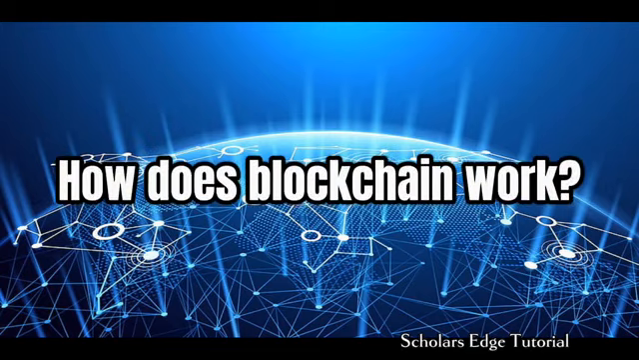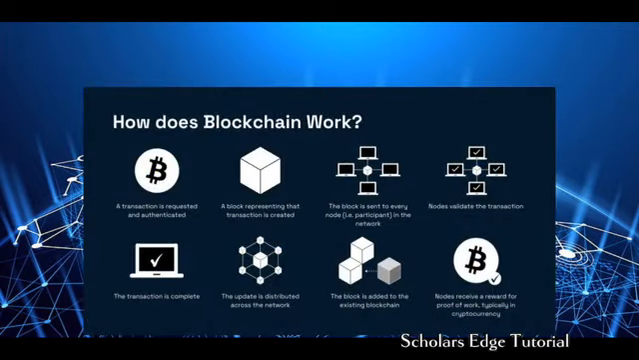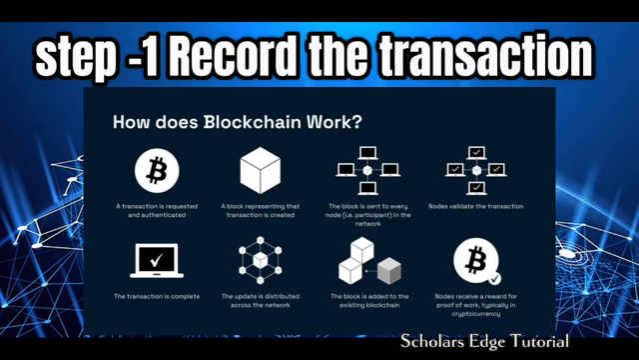Let's now look at how this blockchain works. While underlying blockchain mechanisms are complex, we give a brief overview in the following steps. Blockchain software can automate most of these steps. Step 1. Record the transaction.